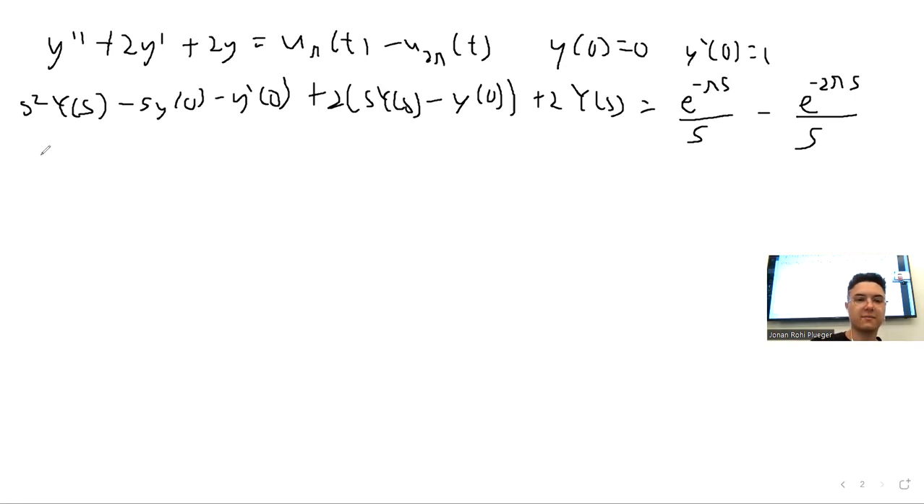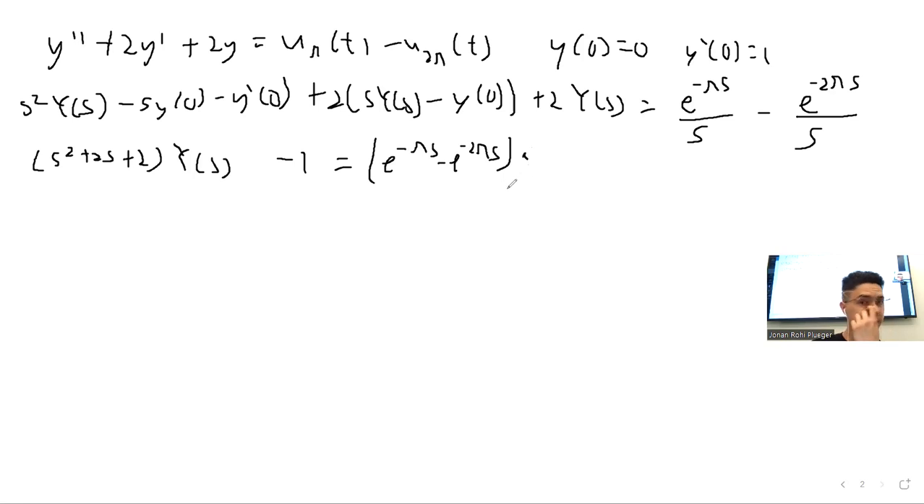Now we can simplify. S squared plus 2s plus 2 y of s minus 1 equals e to the negative pi s minus e to the negative 2 pi s. I'm actually going to factor all of that out and just write times 1 over s, because I can, in this case. If there were an s in the numerator somewhere, it'd be pretty much impossible to do what I just did. But because the e blah, blah, blah is only multiplied by constants everywhere, then you can just factor it all out together. So I can take both these terms and factor this out temporarily. That's only because I want to do the Laplace transform with a single fraction.